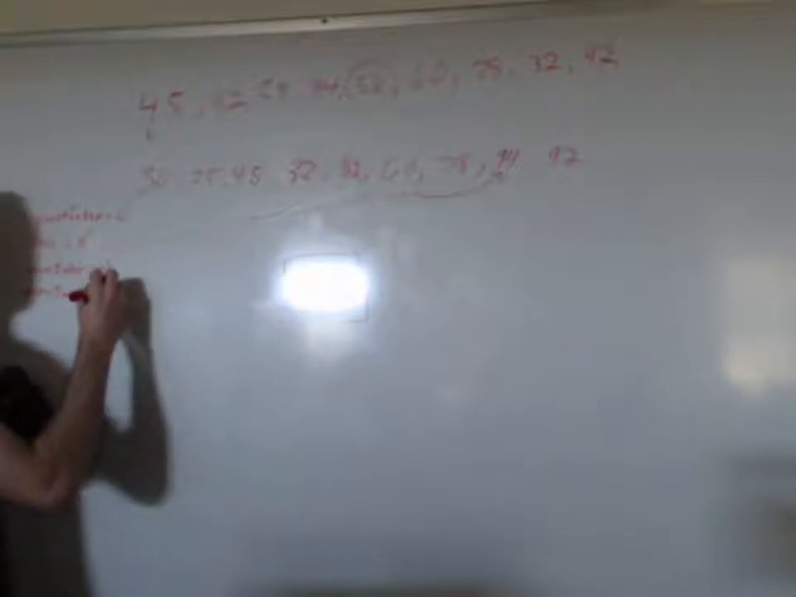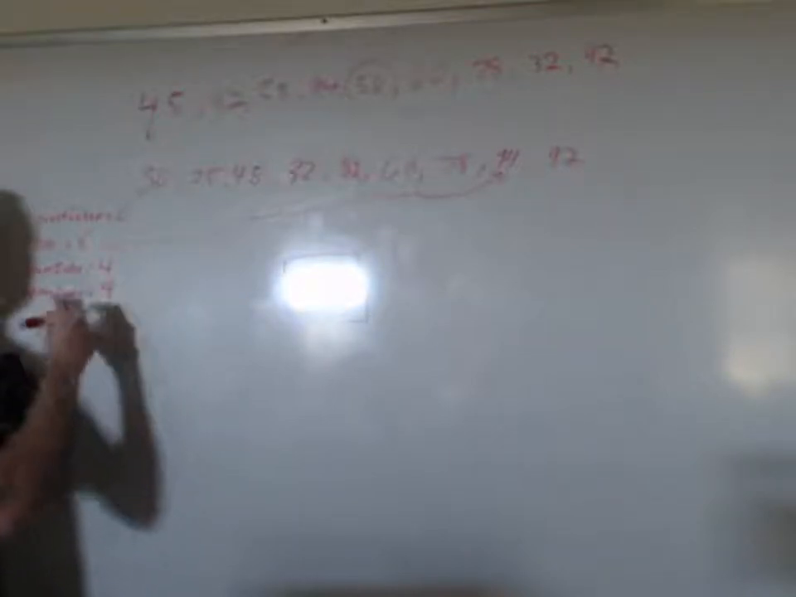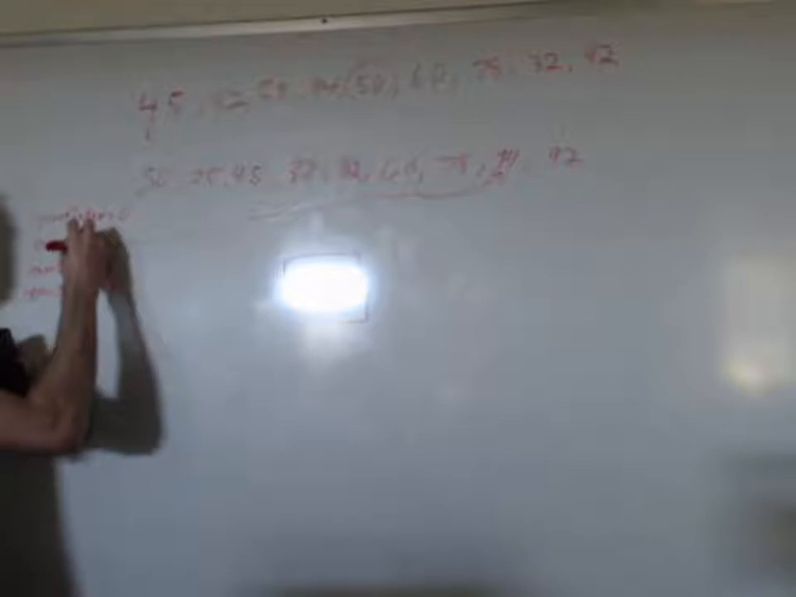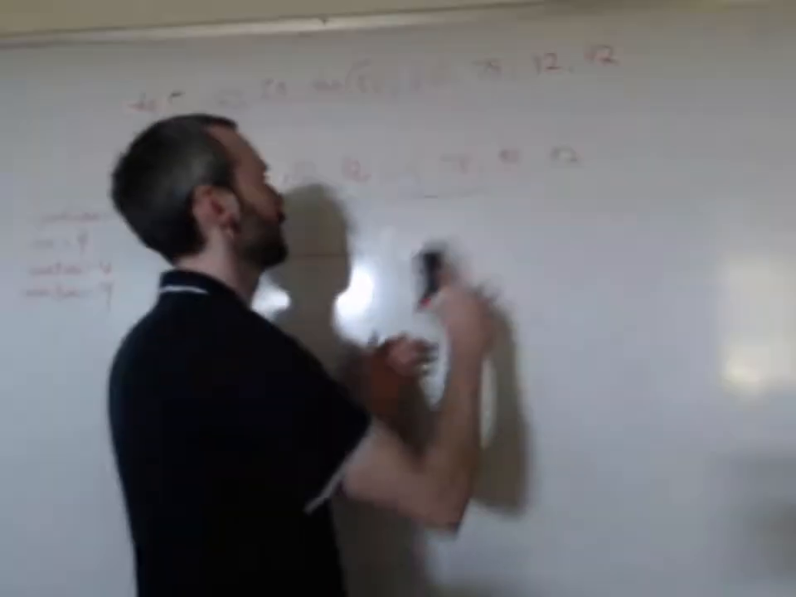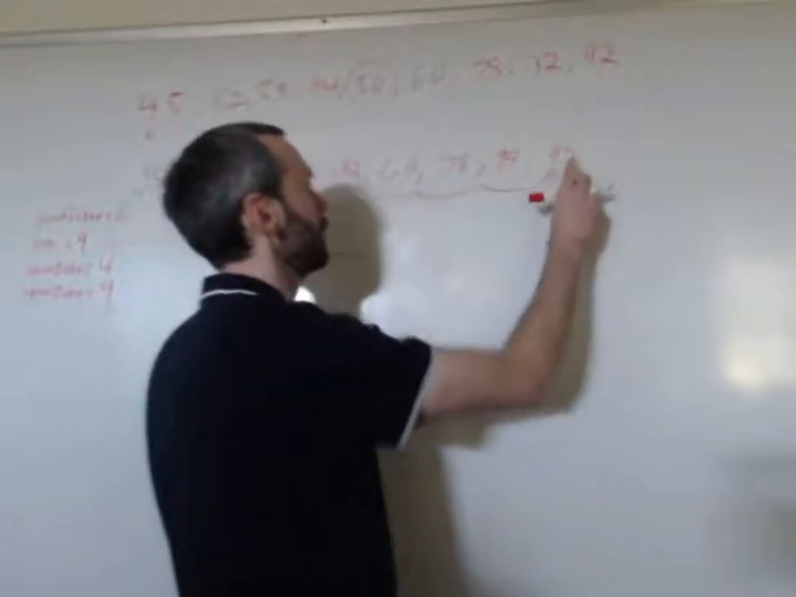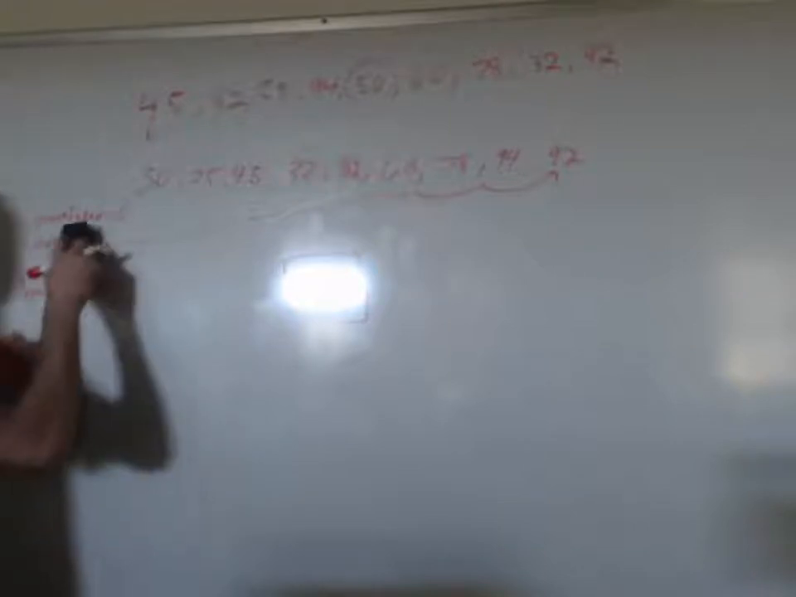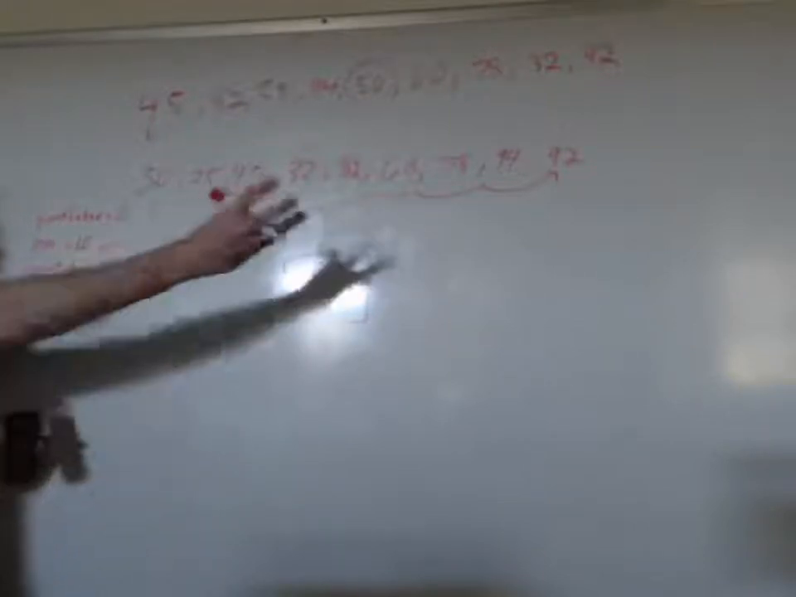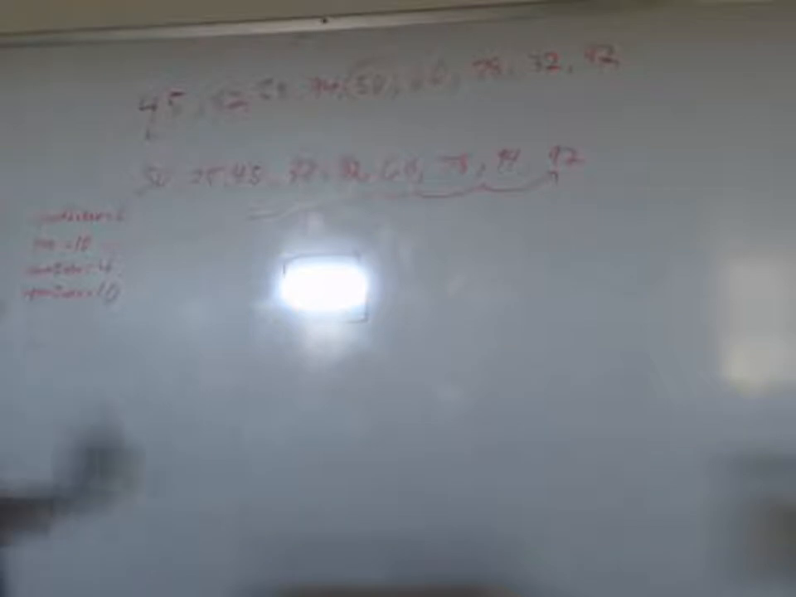Then we increment both. 4 and 5. Points to 92. 92 greater than or less than? Greater than. So what do we do? Increment the upper. We're at the end. And we're done because we're at the end of the array.